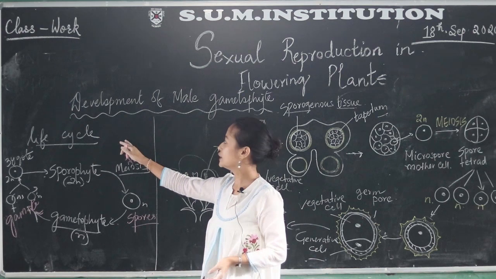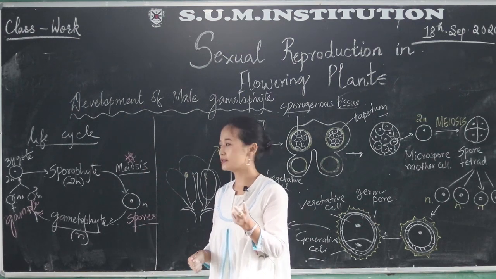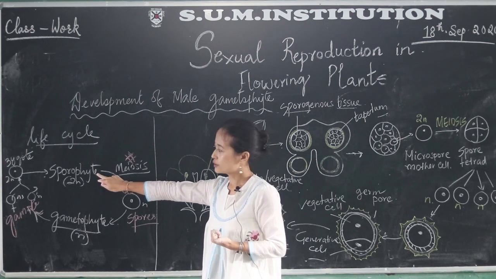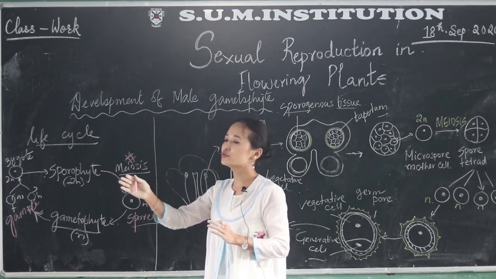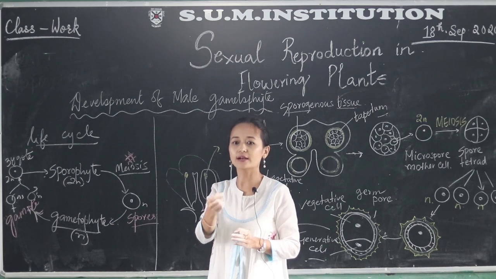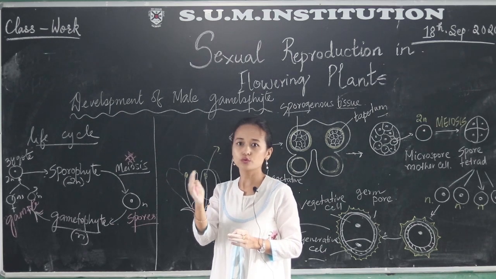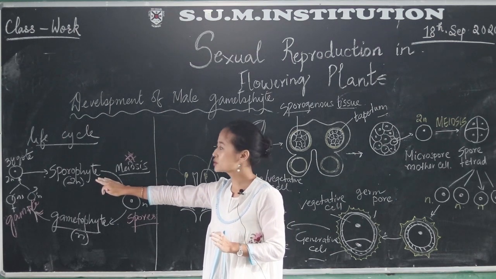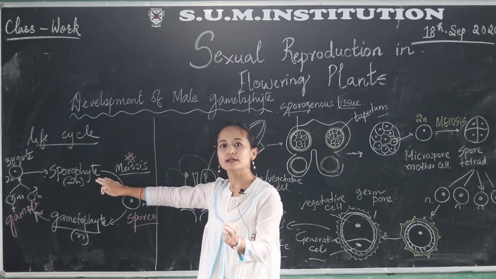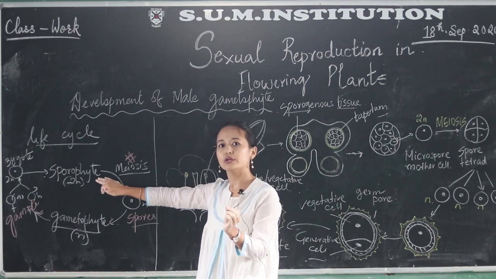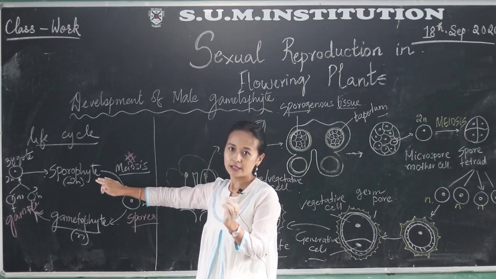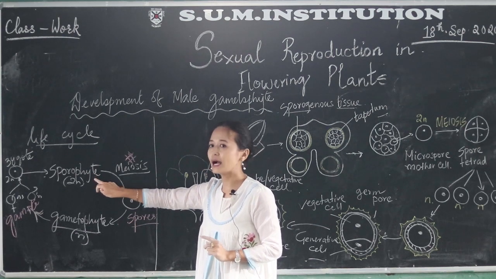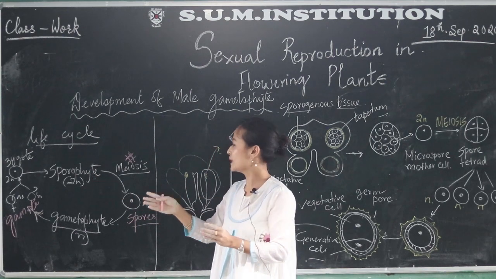The life cycle of the angiosperms has two phases. One of them is the sporophyte, the sporophytic plant body, which we can touch and see, with its root, stem and leaf. That is the sporophyte, and all the cells of the sporophytic plant body are diploid cells, they have two sets of chromosomes, so they are sporophytes.